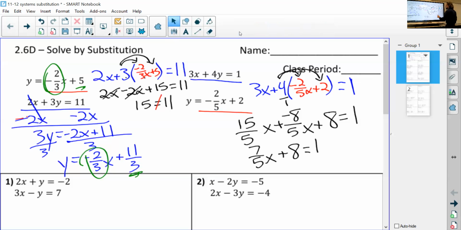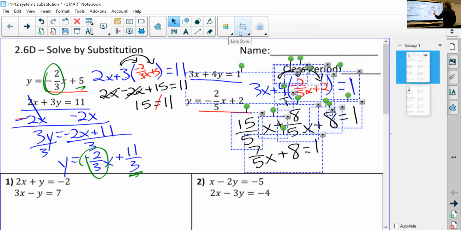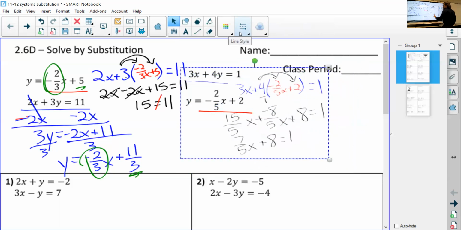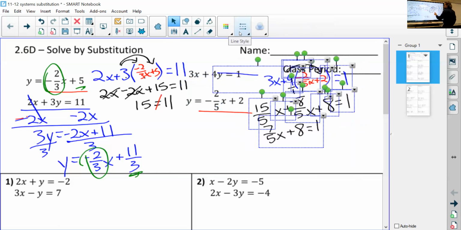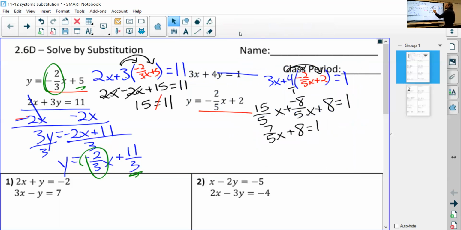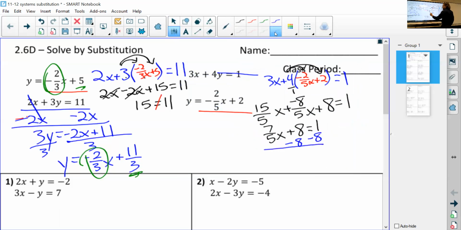I'm going to run out of room here, so let's see if I can't shrink this down some. Close enough. Okay. So let's switch colors. So let's do minus 8 to both sides. So we have 7/5 x equals -7. Okay. And then if we want to get rid of multiplying by a fraction, we multiply by the reciprocal.